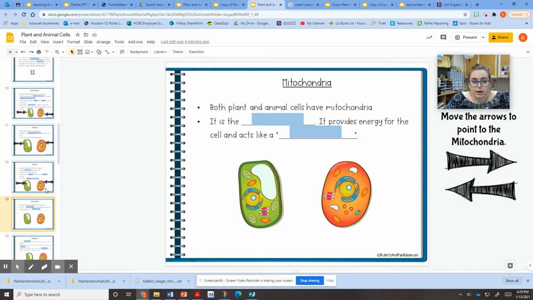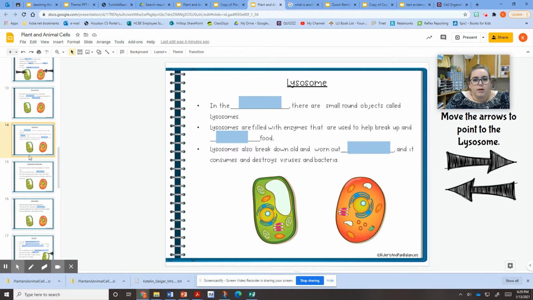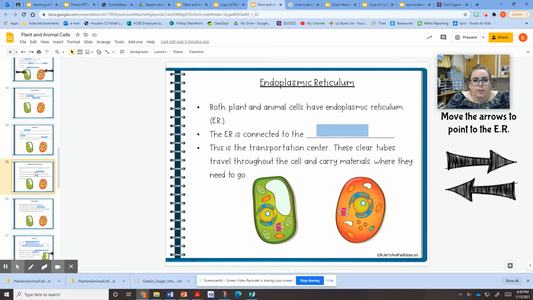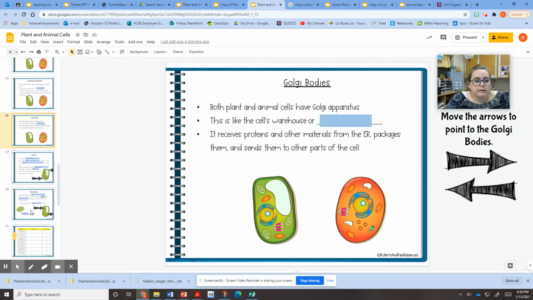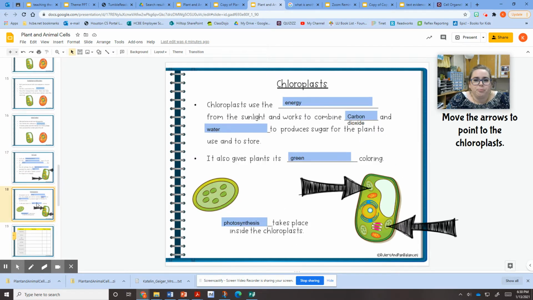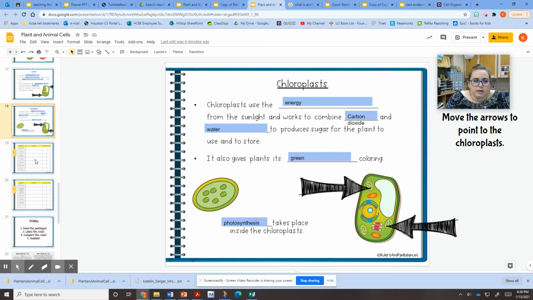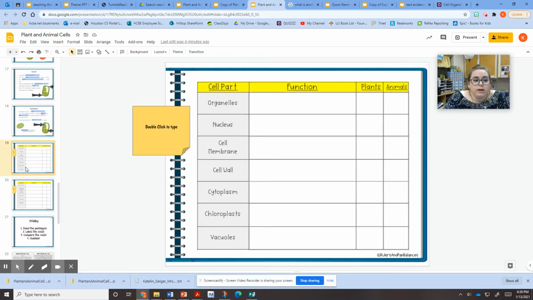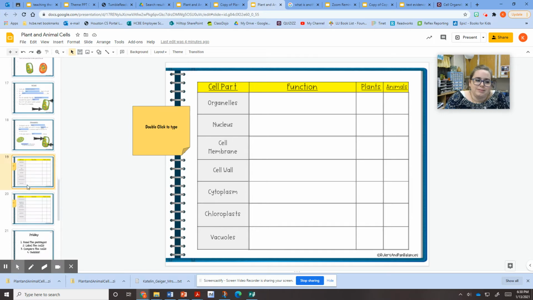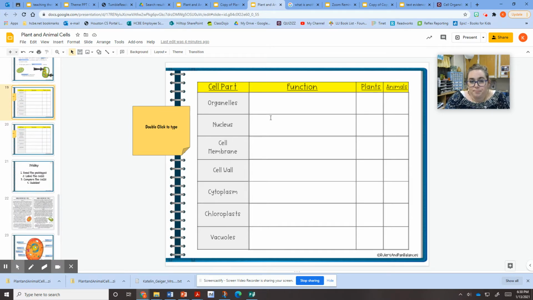But we're also going to talk about the mitochondria. We're going to talk about the lysosome, and we're going to talk about the endoplasmic reticulum, or ER for short. Golgi bodies. We've already talked about a cell wall and the chloroplast. So on slides, I said 18 and 19. I think I'm at 19 and 20. Here on slide 19, you can see it says cell part, function, plants, animals.